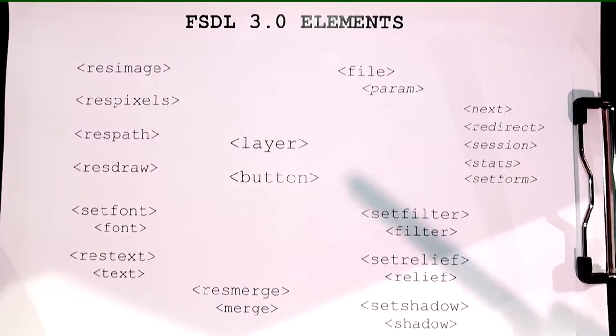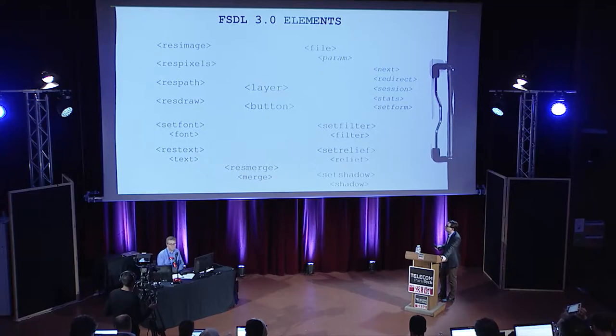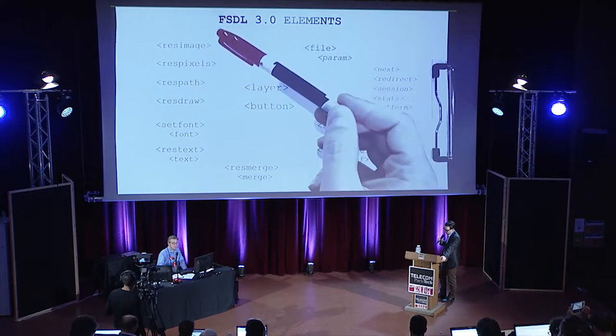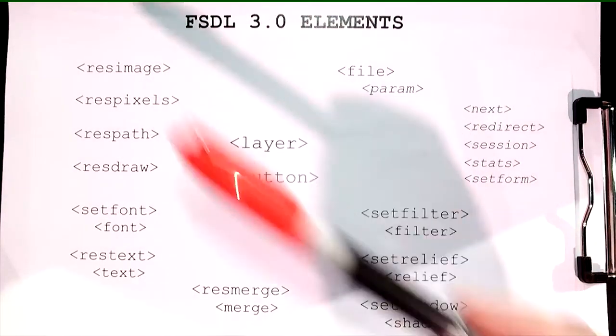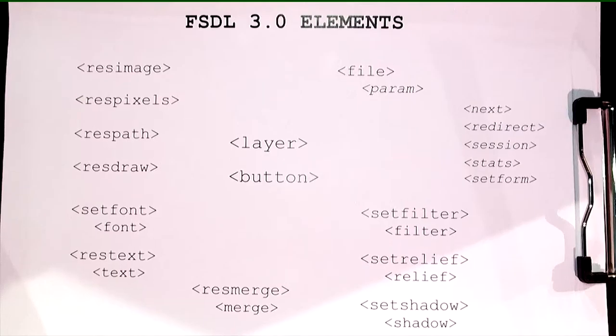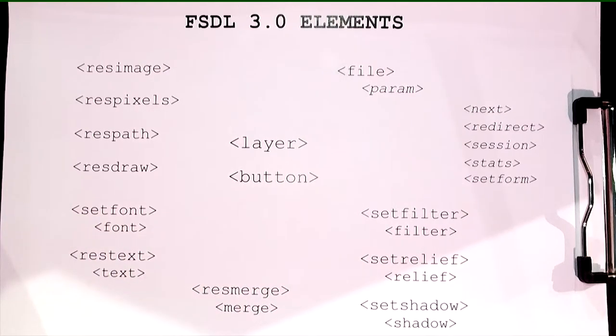On the left side of this screen, we have resources available to create a site or a page of a site. So different resources available. For example, image, the type of image with pixels, a path, geometric shapes, let's draw. So res. Res stands for what? Resource. So we have res image, which is an image resource. Okay, and along with this, with the res, we have set font.